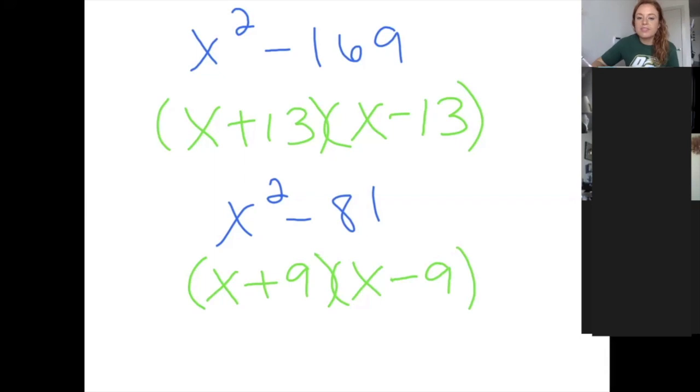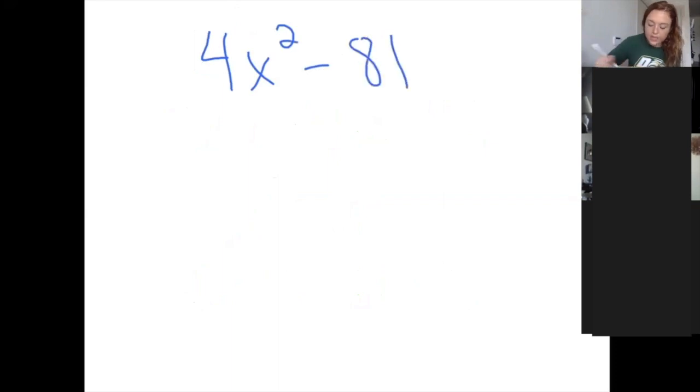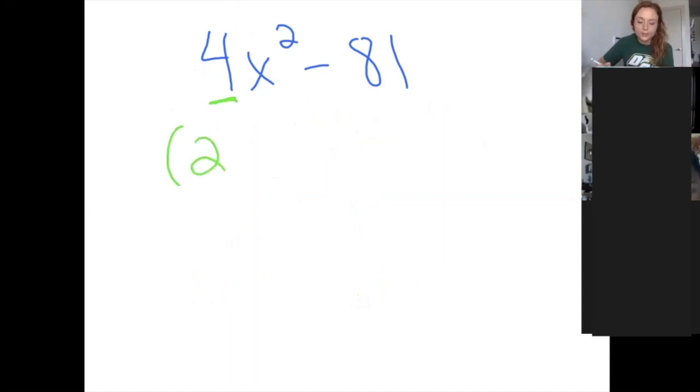So that is exactly that. Now sometimes they might look like this: 4x squared minus 81. When it looks like this, if the number in front of your x squared is still a perfect square, you can still do this trick. What is the square root of 4? 2. And the square root of x squared is what? I just showed you guys earlier.